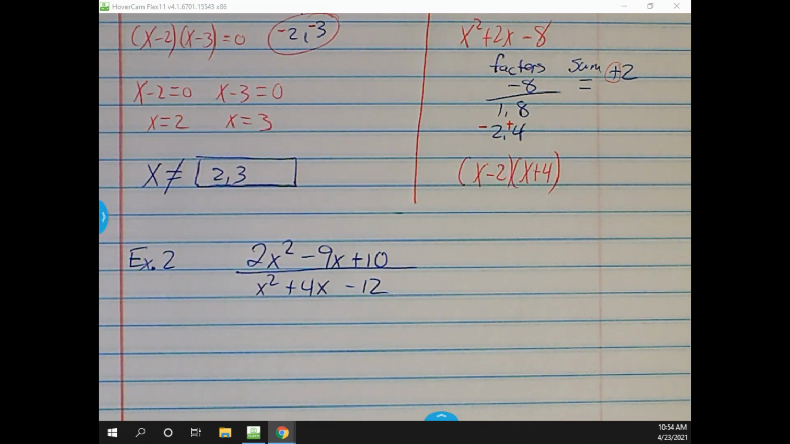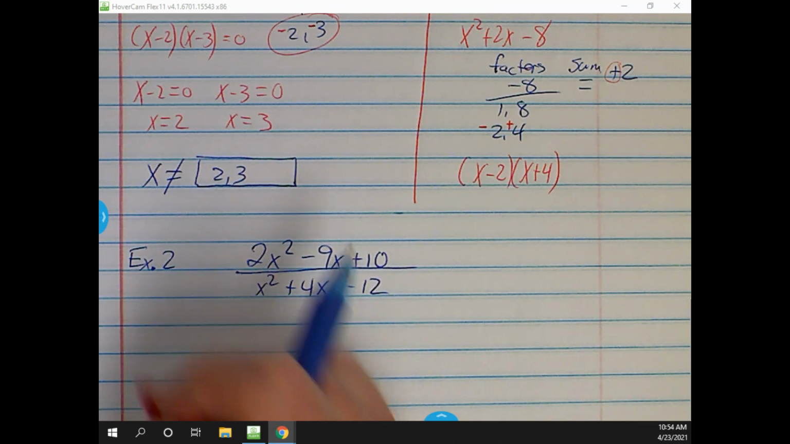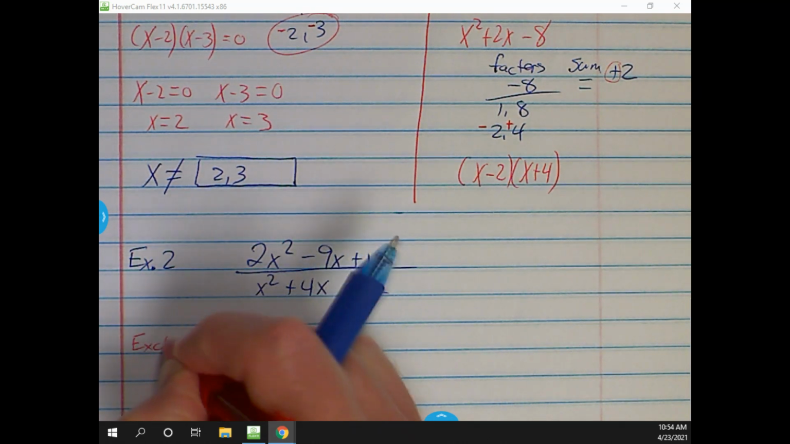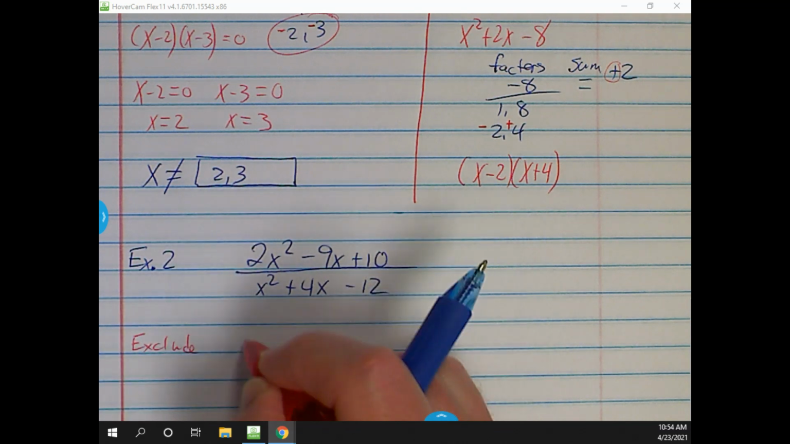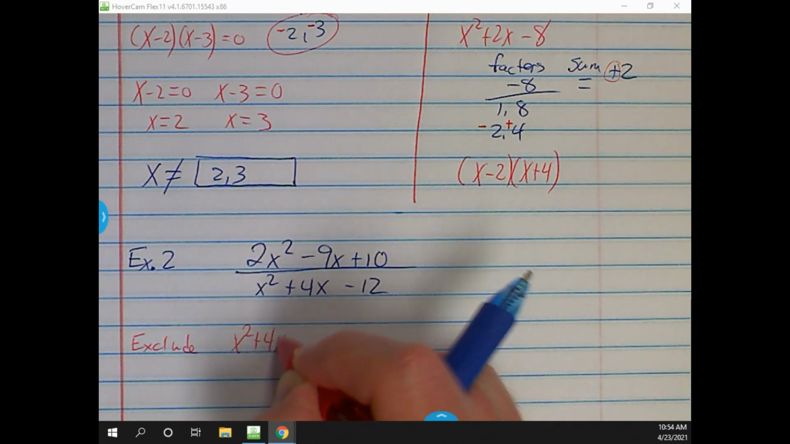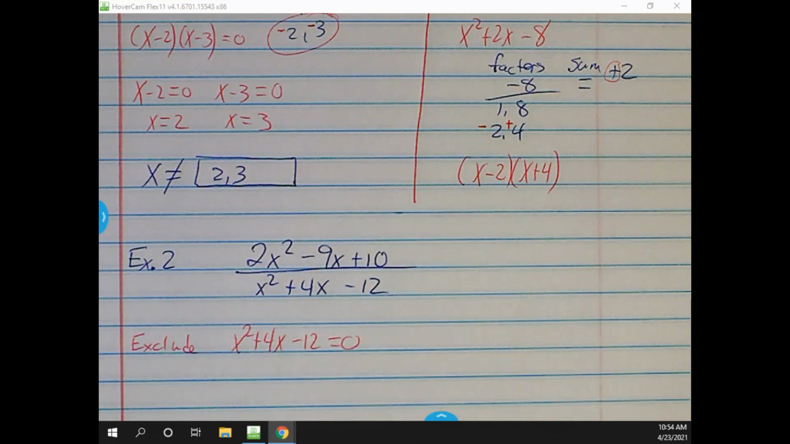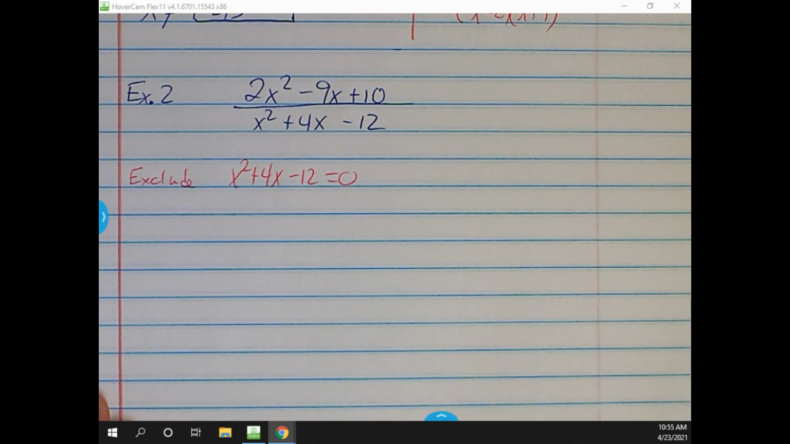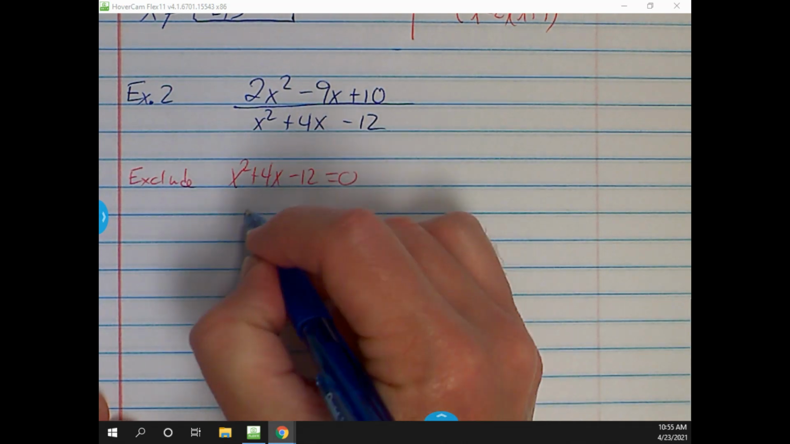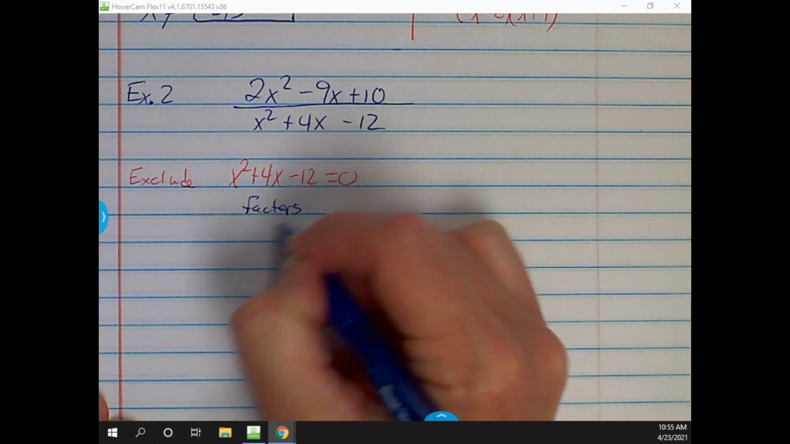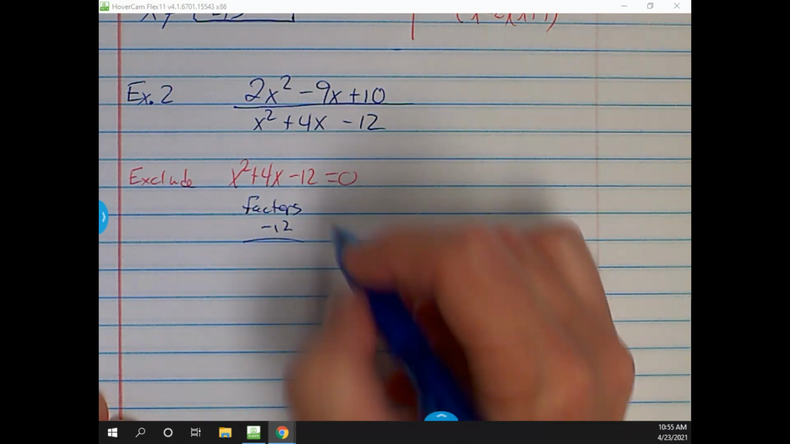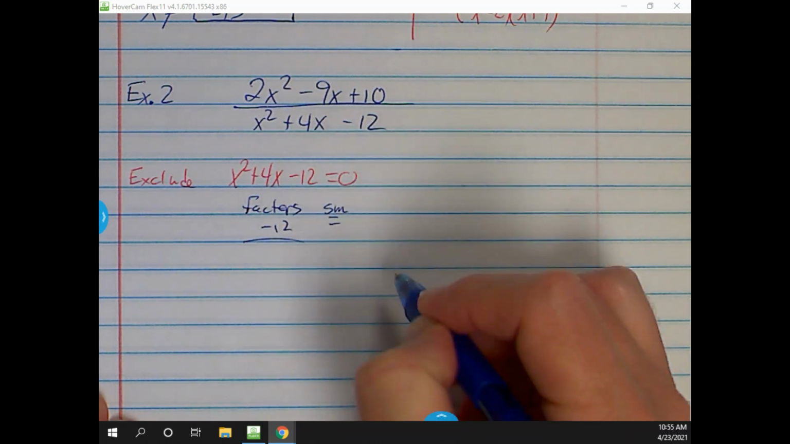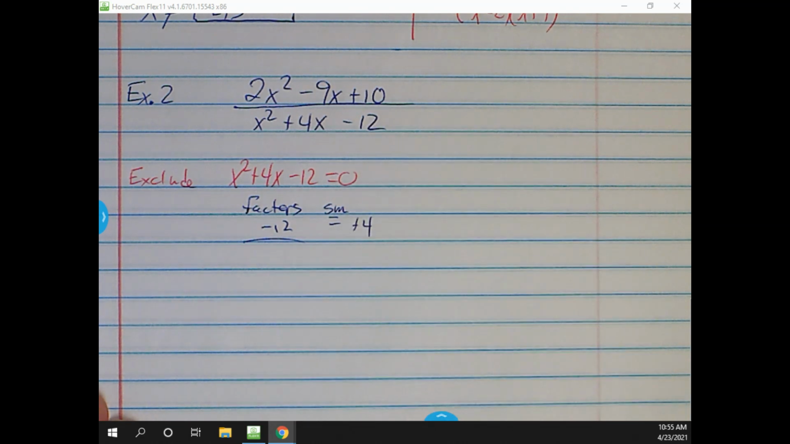Okay, so same two steps. We're going to state the excluded values and we're going to simplify this thing. So again, if we go with excluded values, we're going to exclude x squared plus 4x minus 12 equal to 0. Okay, so that one, it's the factors of negative 12, where the sum is going to equal positive 4.